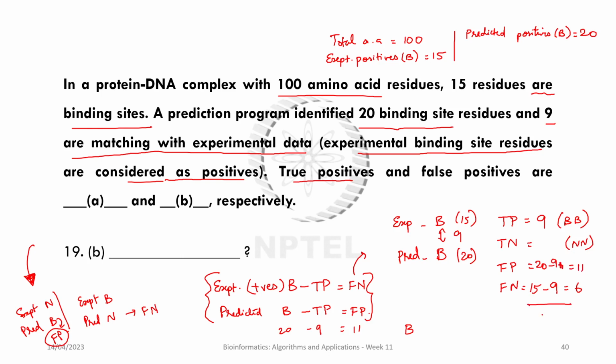Now, how do you find true negatives? Just add everything, you should get 100. So, 9 plus x plus 11 plus 6 is equal to 100. So 9 plus 11 will be 20 already, plus 6 is 26, x is equal to 100 minus 26, which gives you 74. I hope that's right. Yeah. So this is 74. Until now, are you clear, Darshana?